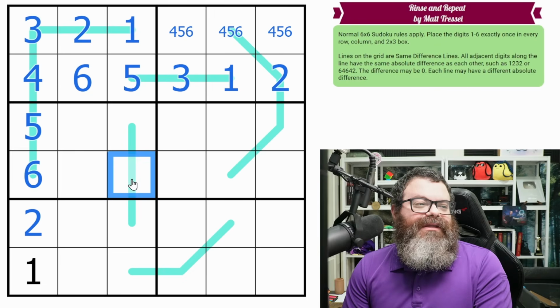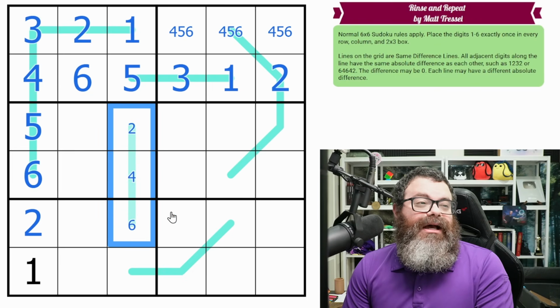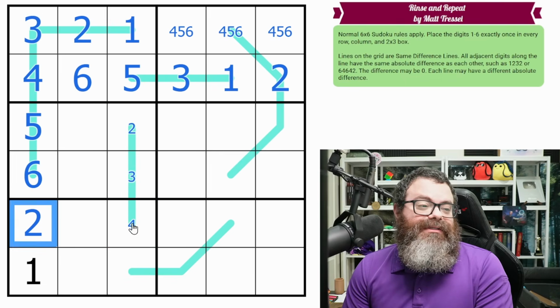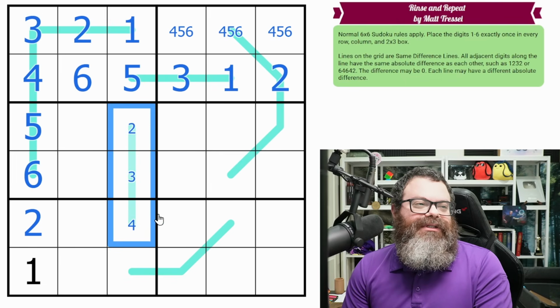If it was, the 4 would be in the middle. This would be 6. This would be 2. So that's an option. It could also be 2, 3, 4. That's an option. So it would be the 3 in the middle with the 4 here and the 2 here because the 2's there. So that's an option.